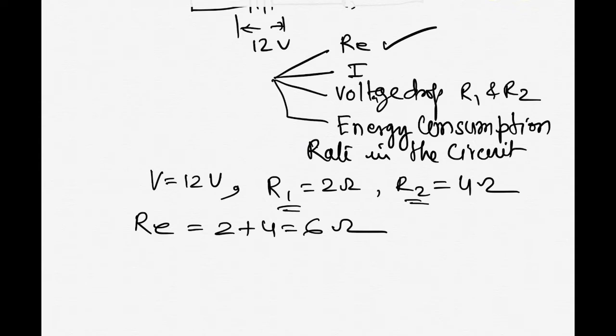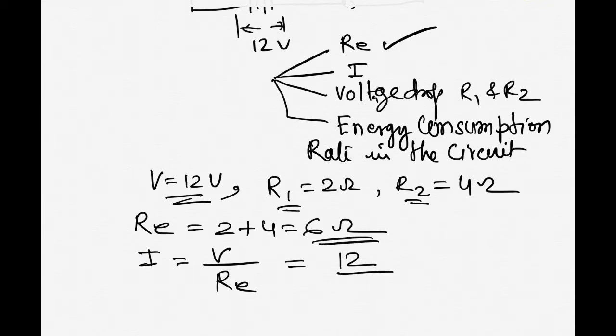This is done. Now the current in the circuit I, as per Ohm's law, will equal V, the voltage of the energy source, divided by the equivalent resistance in the circuit, and this is equal to 12 volt divided by 6 ohm, so it's 2 ampere. So the current flowing in the circuit is 2 ampere. So we measured the current.